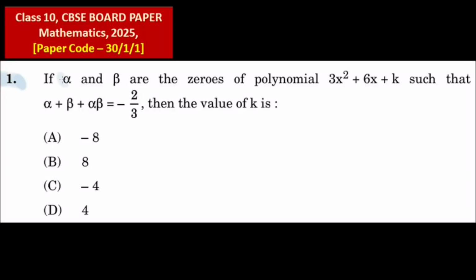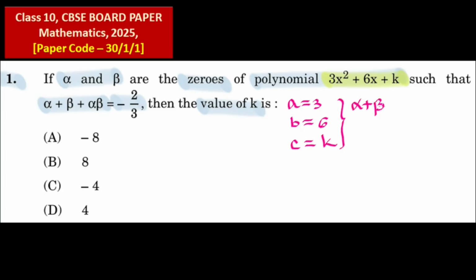Question 1. If alpha and beta are the zeros of the polynomial 3x square plus 6x plus k such that alpha plus alpha beta is minus 2 upon 3, then we have to find the value of k. From this polynomial, we have a equals 3, b equals 6, c equals k. Therefore, sum of zeros alpha plus beta is minus b upon a, minus 6 upon 3, and product of zeros alpha beta is c upon a, k upon 3.